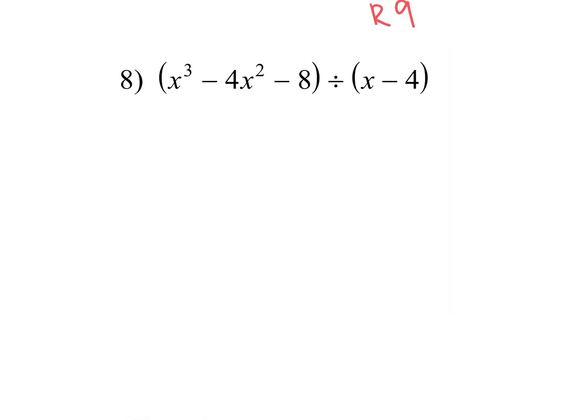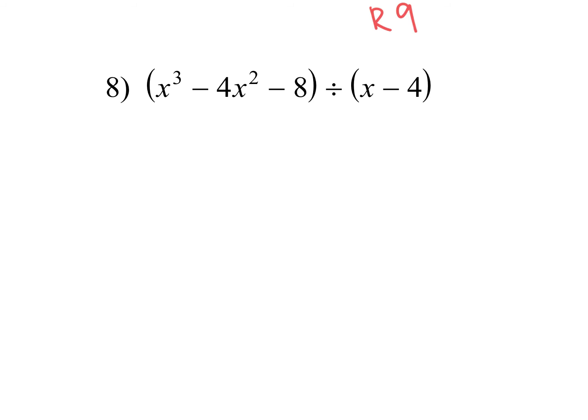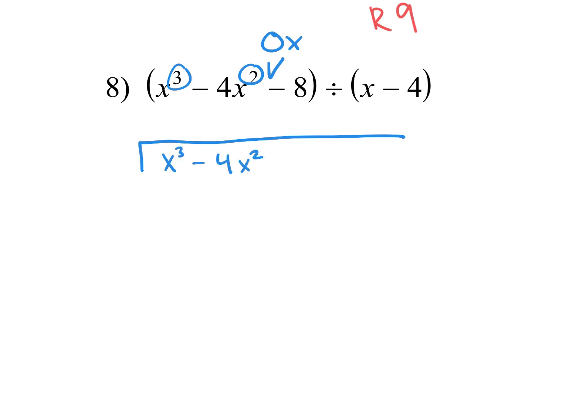So looking at number 8, am I missing anything? I have the third power, the second power, but I'm missing the first power. So what do I have to put in that place? 0x. So inside my box, I have x to the third power minus 4x squared plus 0x minus 8. And then outside I have x minus 4.